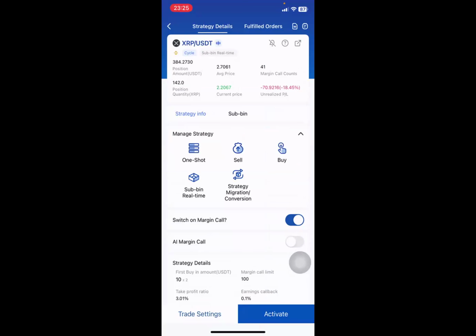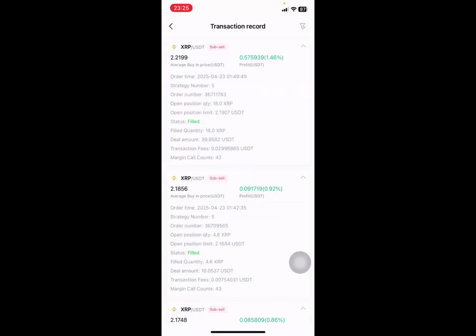All right, tap on the transaction record at the top, beside the fulfill. Okay. So this one sold what time? 1:49 a.m. on the 23rd. You are in Dubai, right? Yes. So meaning you're about to enter into the 24th. So it sold only at dawn. Okay, go back with the arrow.